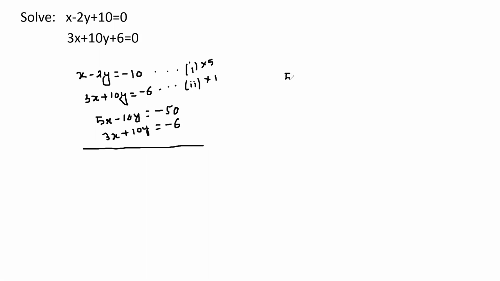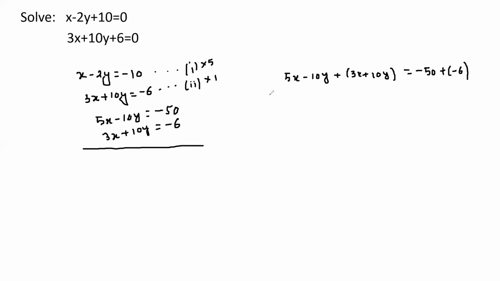See, if I add this equation, 5x minus 10y, then I'll be adding this other equation, 3x plus 10y. I'm just adding the left-hand side, and this will be equal to, on the right side also I'm adding, minus 50 and plus negative 6. Left side should be added to the left side, and the right side should be added to the right side.